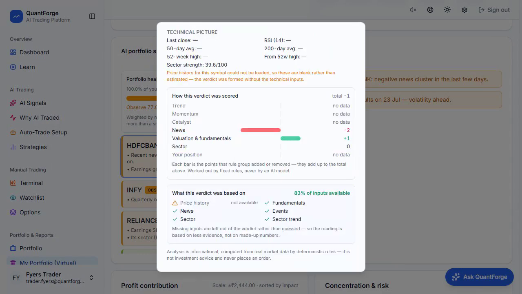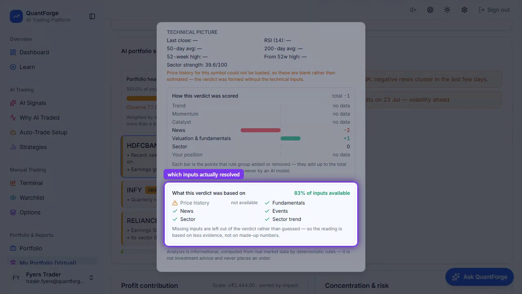And this list with ticks? This is what the verdict was based on. 6 sources: price history, fundamentals, news, events, sector, sector trend. A tick means we had it. A warning means we did not. Why does that matter to me? Because otherwise a blank field is ambiguous. If the news line is empty, does this stock genuinely have no news, or did our feed fail?